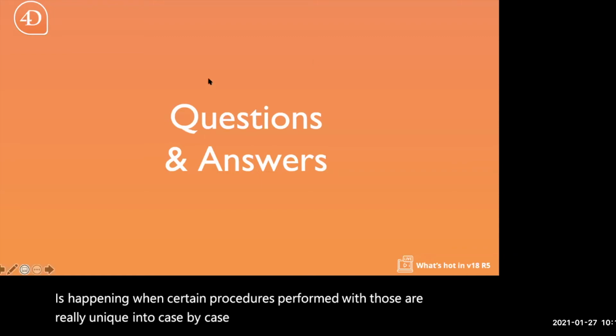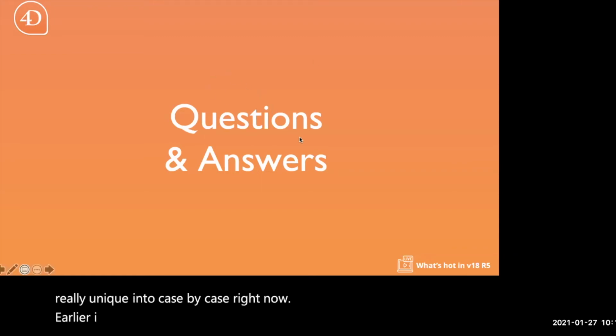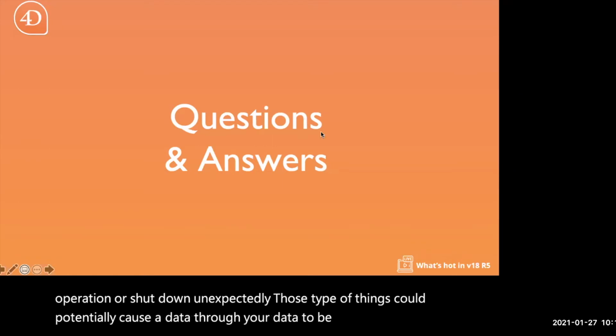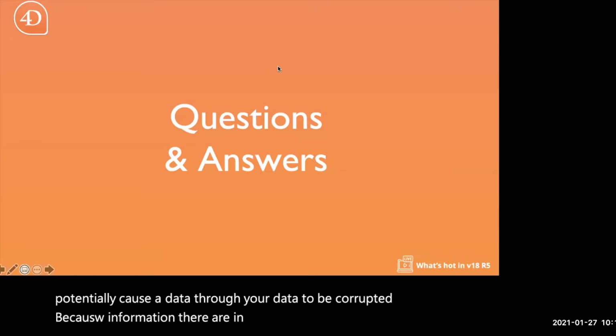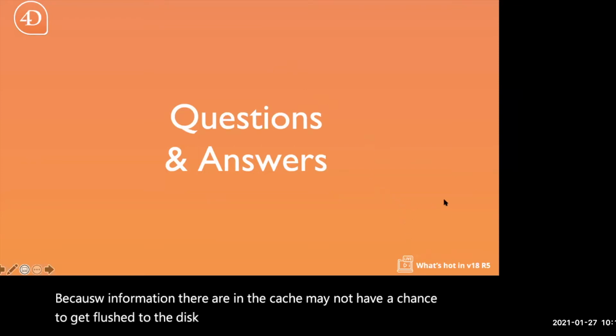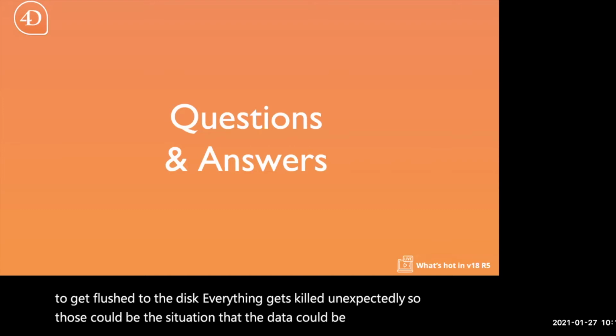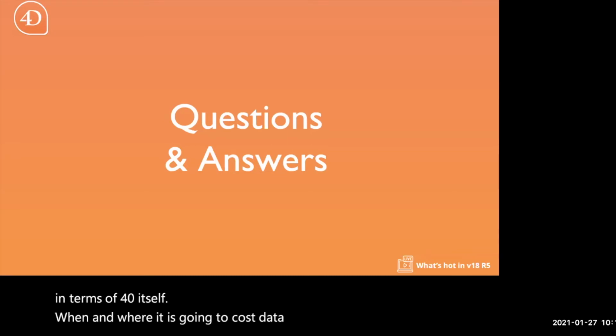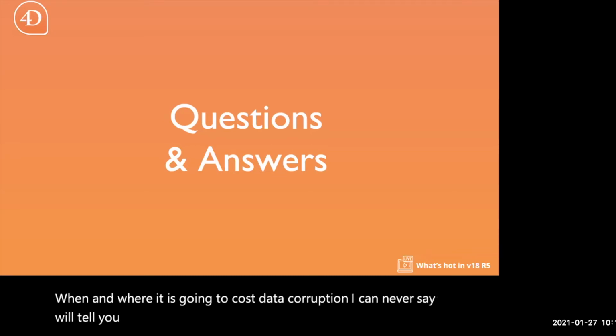Now, earlier I mentioned a power outage or any interruption in the operation, or a shutdown unexpectedly. Those types of things could potentially cause your data to be corrupted, because information that is in the cache may not have a chance to get flushed to the disk. Everything gets killed unexpectedly. So those could be situations where the data could be corrupted. But in terms of 4D itself, when and where it's going to cause data corruption, I can never tell you exactly where, or even if there's a place for it inside of 4D.